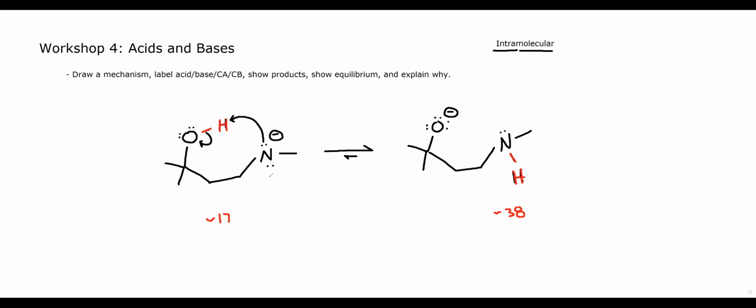Ultimately, the best way to think about these is to just write down your pKa values, figure out where that hydrogen is most stable, where that hydrogen is most acidic, and show that the equilibrium is favored in the direction of higher pKa. That means that hydrogen is more stable or more happy at that position of higher pKa.